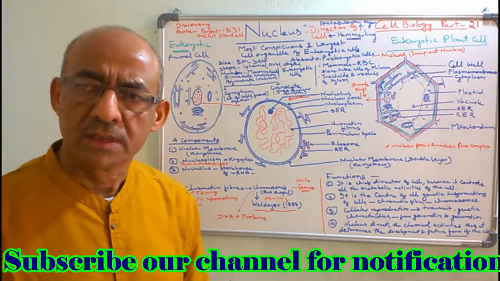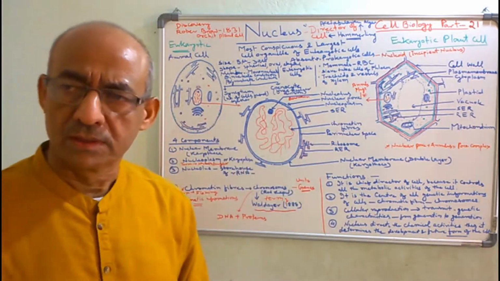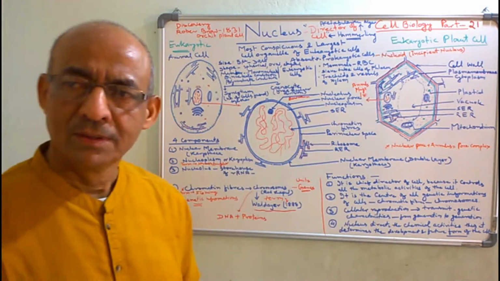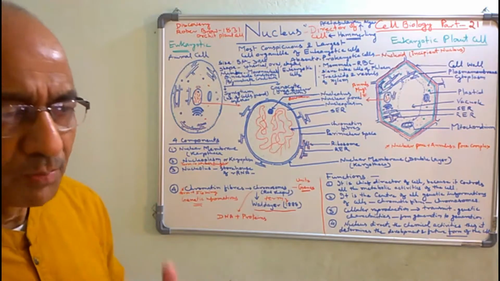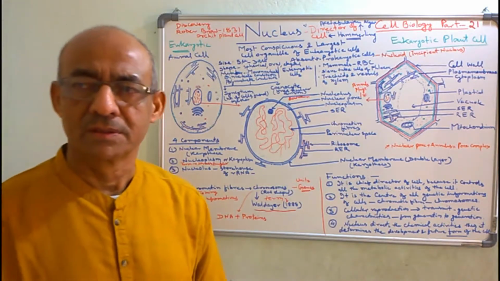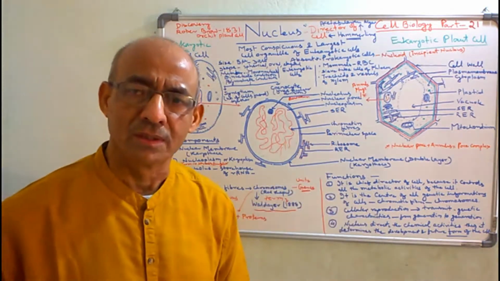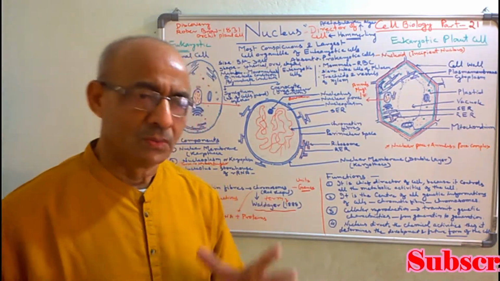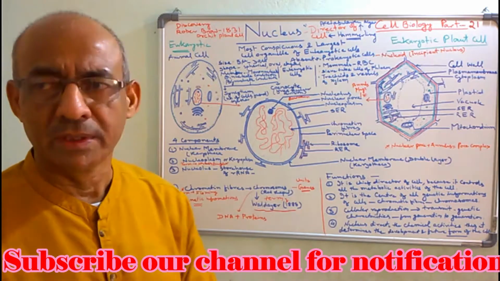Now we will discuss the various functions of the nucleus. Just I told you that the nucleus is the director of the cell because it plays a very important and vital role in controlling the metabolic activities. Again, I am repeating that information. The nucleus is the chief controller and the center of control to control all the metabolic activities, all the biological activities of the cell.